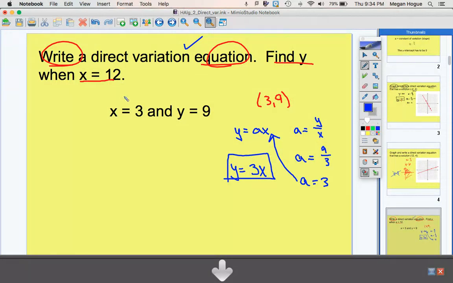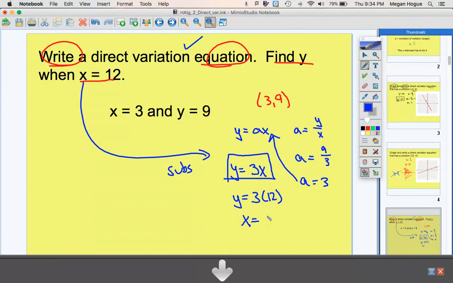Now find y when x is 12. Well, that's just a simple matter of substituting in. So make sure you plug it in for the right variable they're giving you. So 3 times 12. I wouldn't need to see that step. And again, I'll show you on the next one, bare minimum of what I want to see. So x is equal to 36.